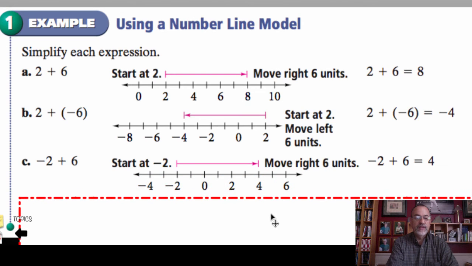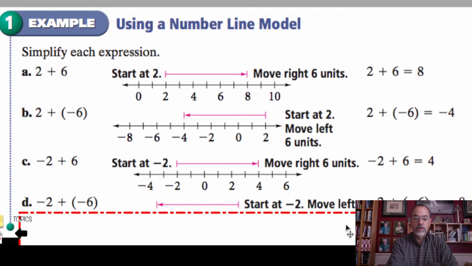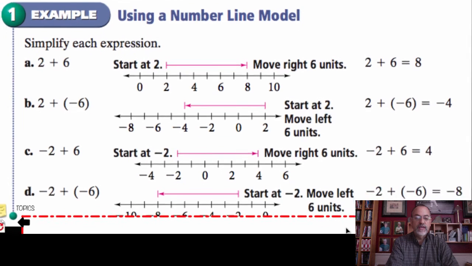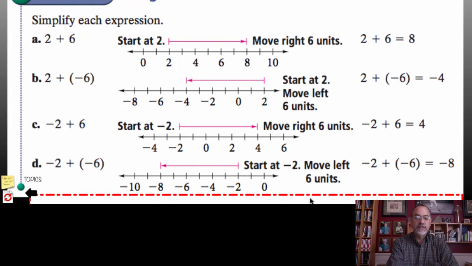And then if I have negative 2 plus 6, again I start at the first number, negative 2, and then the positive tells me to move to the right, and the 6 tells me how far, so 6 to the right, and I end up at positive 4. And finally, if I have negative 2 plus a negative 6, again I start at the negative 2, I add negative 6, that means I go to the left, the negative sign tells me to go left, and the 6 tells me how far, 6 units to the left, and I end up at negative 8.